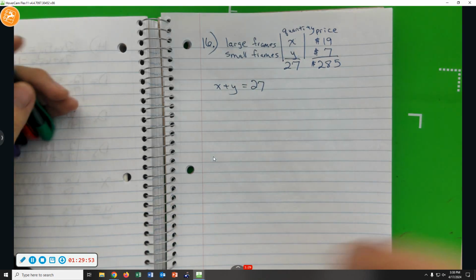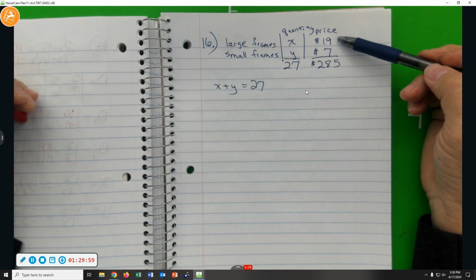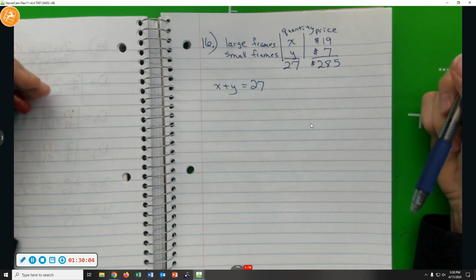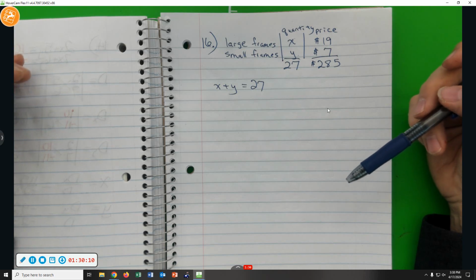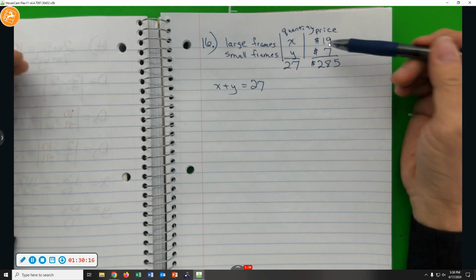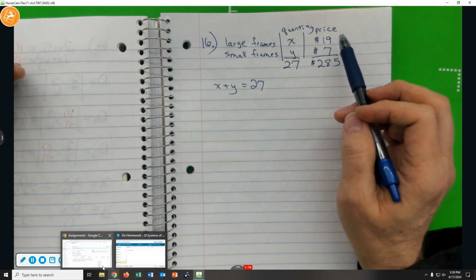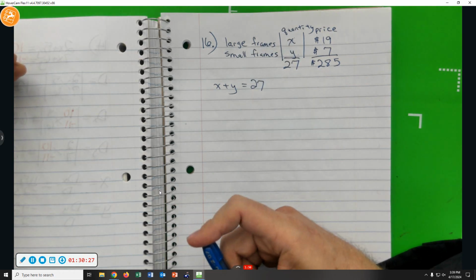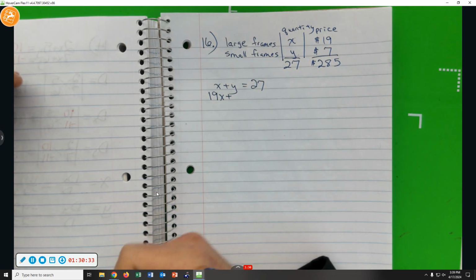27. Now, this next thing, we need to think about this a little bit. She paid $19 for each large frame. Suppose she bought 10 large frames. How much money did she spend on all of those large frames? You go price times quantity. 19 times 10, she spent $190. So price times quantity gives you the amount of money she spent on all the large frames, 19x.